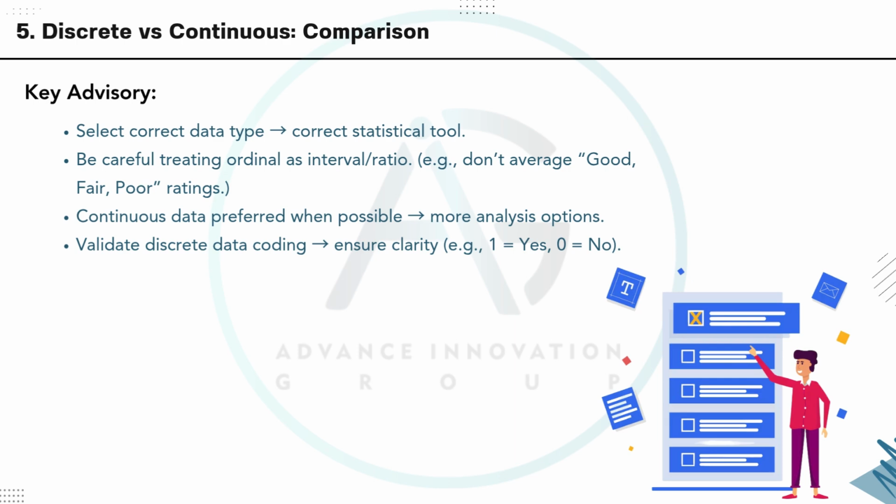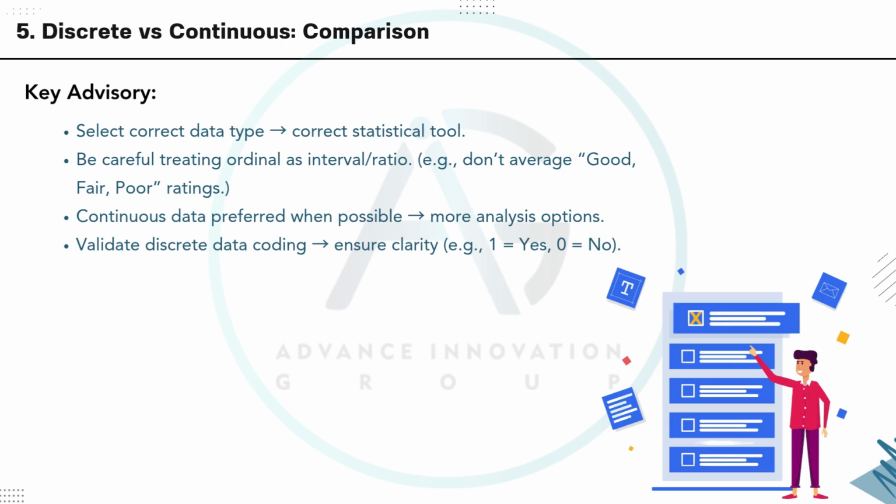Whenever possible, we prefer continuous data. Why? Because it gives us more flexibility and options for analysis, such as control charts, regression, and hypothesis testing that assume normal distribution.